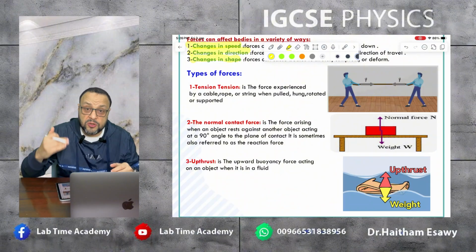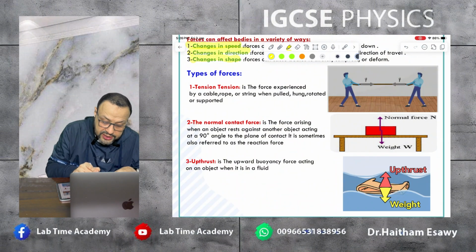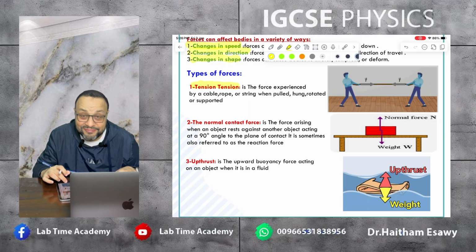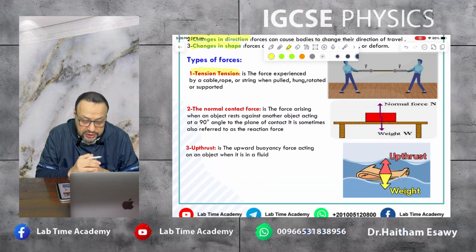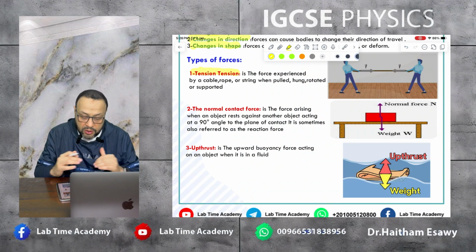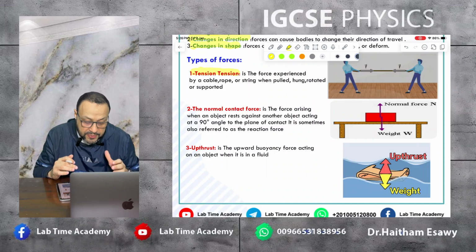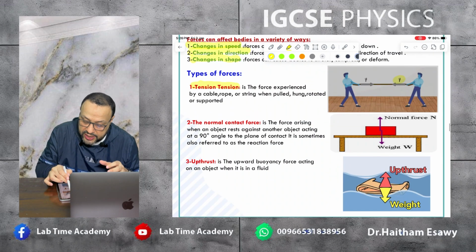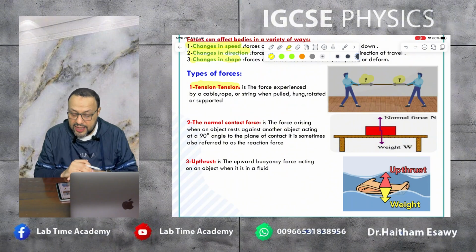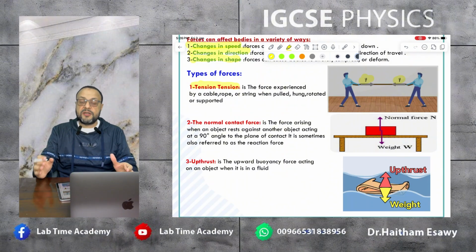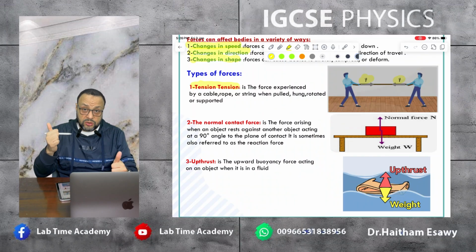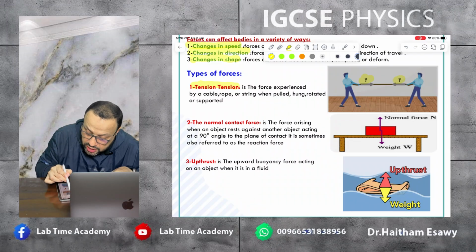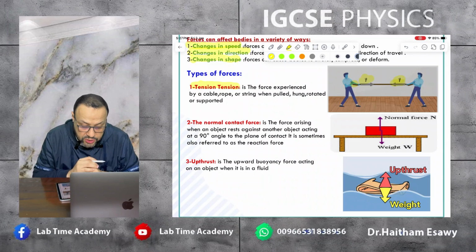Actually, we have many types of force. The first force is the tension force. Tension is the force experienced by an object like a rope or cable when pulled, hung, rotated or supported, as you see in front of you. Here we have the tension force. And take care about the force. We said force is a vector quantity that has both magnitude and direction. As you see, the two tension forces act toward each other. So this will be the tension.